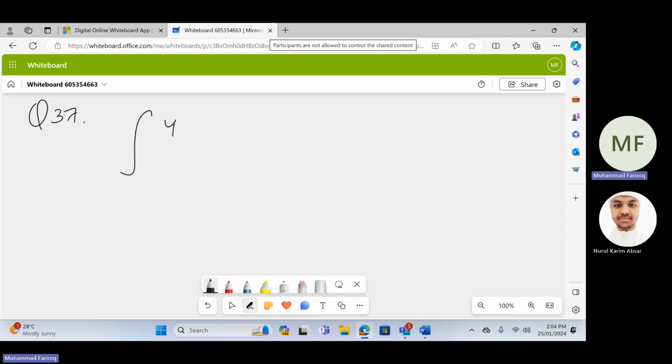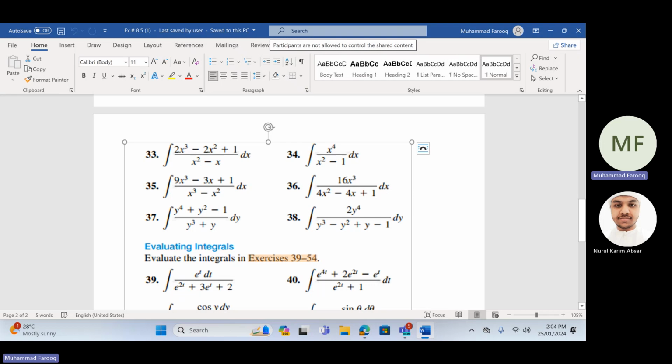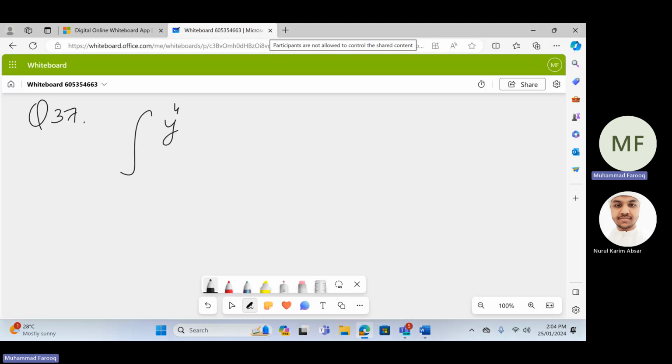So integrate y^4 plus y squared minus 1, divided by y cubed plus y, dy. Now, of course, I told you, for these questions use partial fraction decomposition. So step 1, we factorize the denominator. Step 1, factorize the denominator, okay?